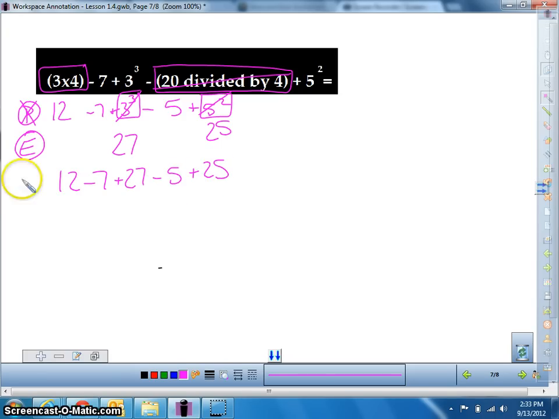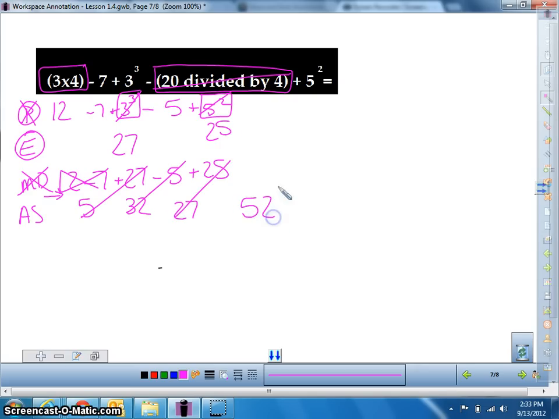So now multiplication and division. Do I have any multiplication or division? No. So I get to skip right past it and go on to addition and subtraction. And I just start over here and I move that way. So 12 minus 7 is 5, plus 27 gives me 32, minus 5 equals 27, plus 25 equals 52.